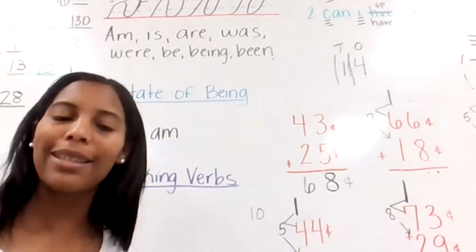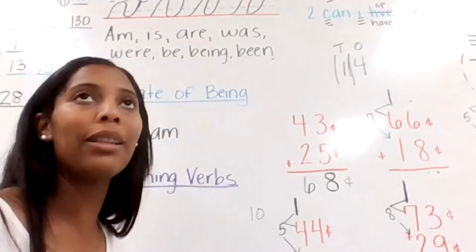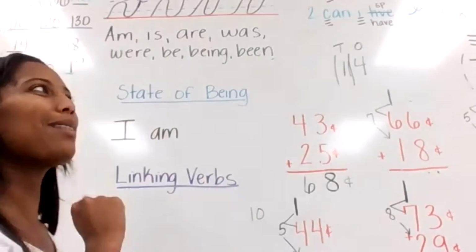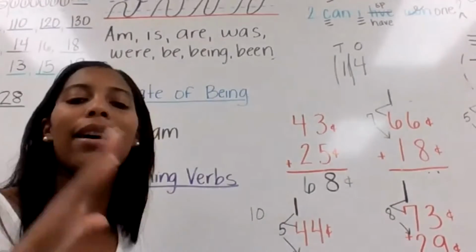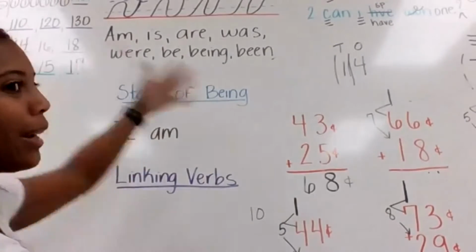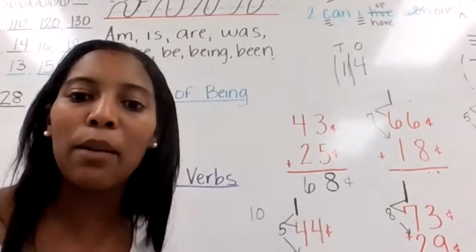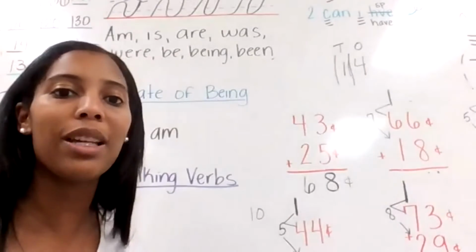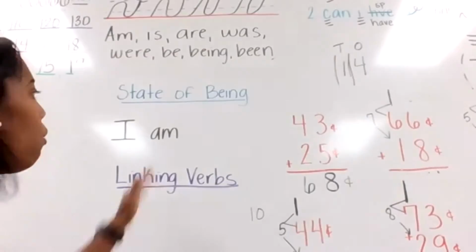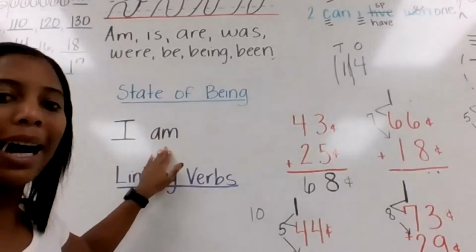So on your test, I'll ask you to list the state of being verbs, all of them. You'll have to list them. Then I'll ask you to list the linking verbs. Same thing. They are not different. They're the same exact list, but it's how we use them in sentences that makes them different. So yesterday, one of your sentences said, I am.